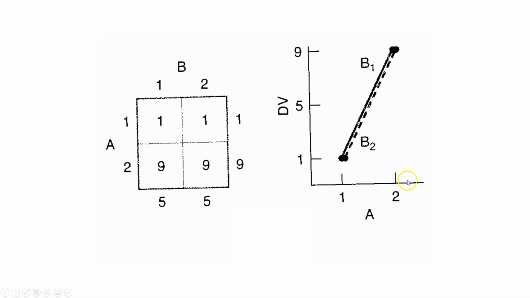So I've graphed over here the lines for levels 1 and 2 of A, and separate lines here for conditions 1 and 2 of B. So just because this is our first example, I'm going to map from the table into the graph what's going on. A1, B1 is 1.